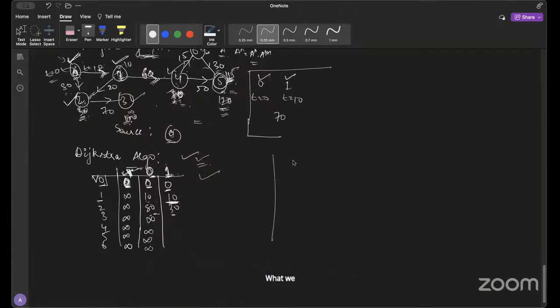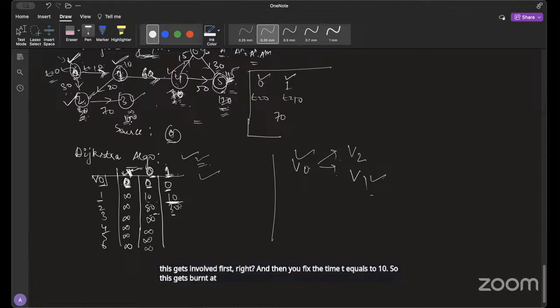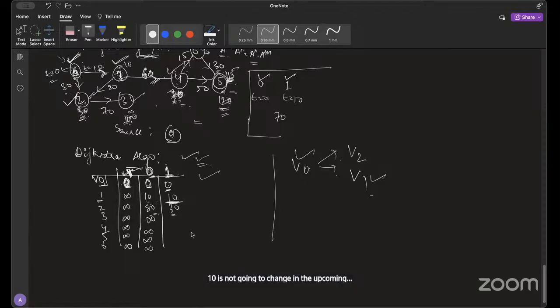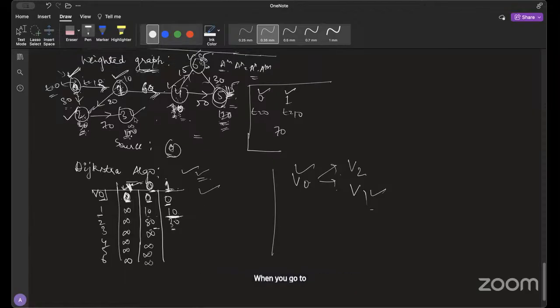What we do is we start from V0, right? And then we see that the directly connected edges are V2 and V1. And the one with minimum distance is this one, V1, right? So this gets burned first, right? And then you fix the time t equals 10. So this gets burnt at t equals 10. You don't change this thing now. 10 is not going to change in the upcoming changes that you're going to make to this table. Then you go to this thing.